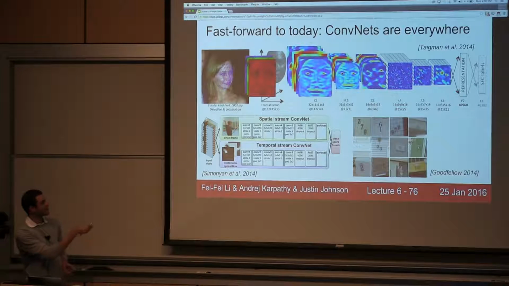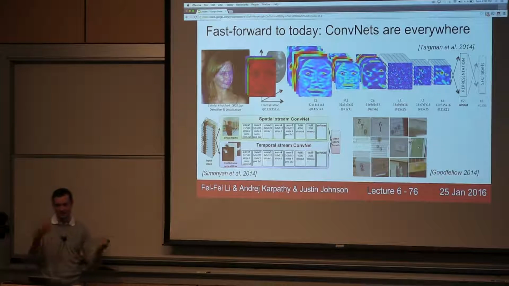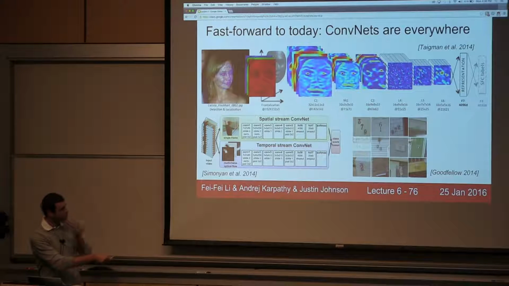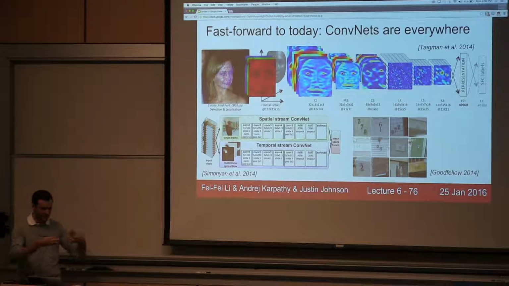ConvNets are identifying faces. If some of your friends are tagged on Facebook automatically, it's almost certainly a ConvNet, I would guess at this point. They're used for video classification on YouTube, identifying what's inside YouTube videos. This is a very successful project from Google, where they wanted to take street view images and automatically read out house numbers from them. Turns out this is a perfect task for a ConvNet.